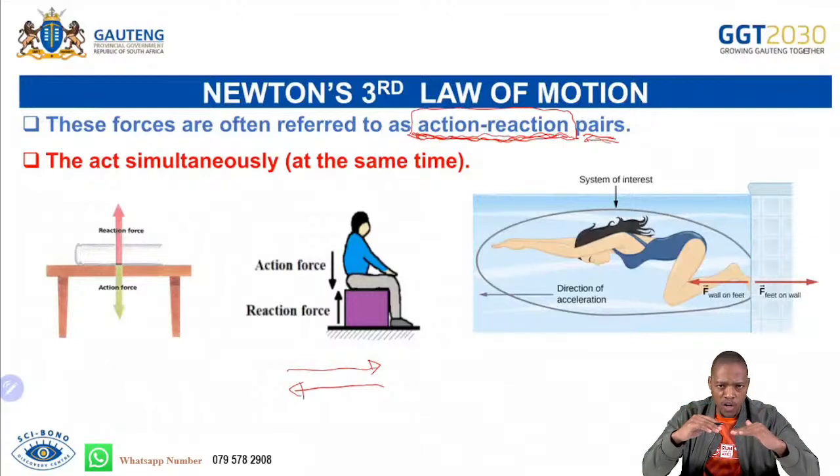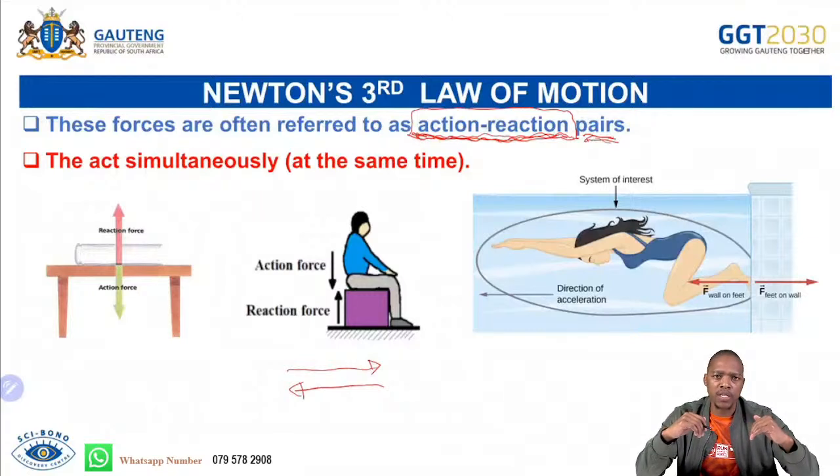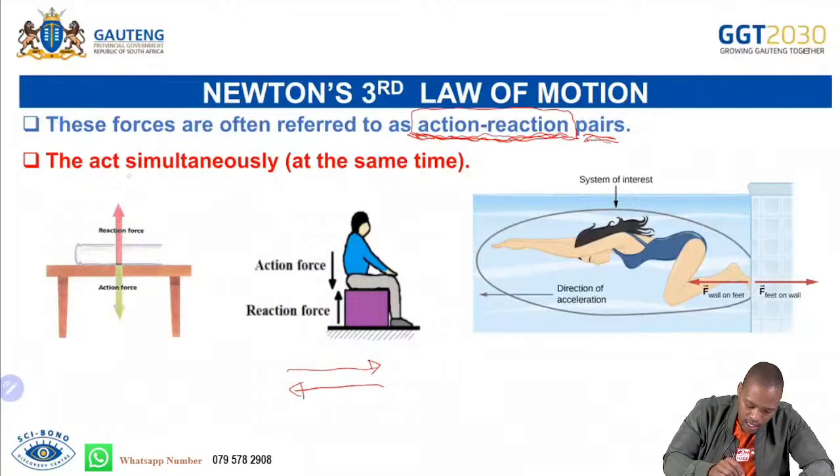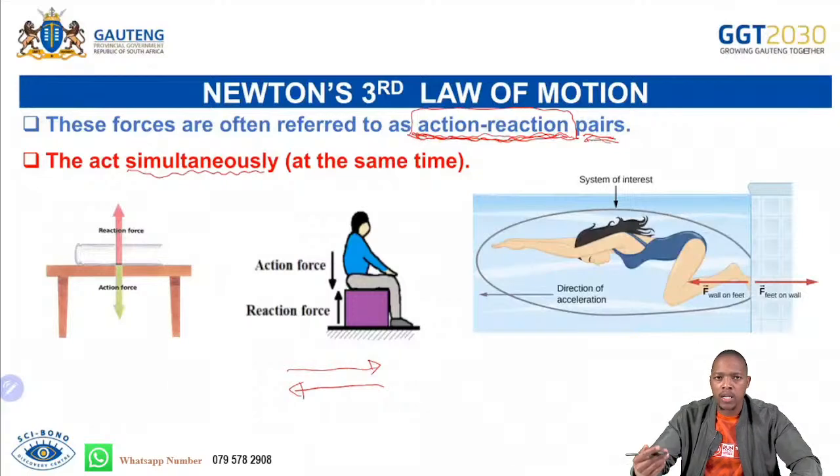So there is no time in between where you are going to have one force acting, and then another force acting after maybe some seconds. It is exactly at the same time. That's why we say simultaneously. These forces are acting simultaneously. The moment object A exerts a force on object B, at that exact moment, object B will be exerting a force on object A, and that force will be of equal magnitude and in opposite direction.